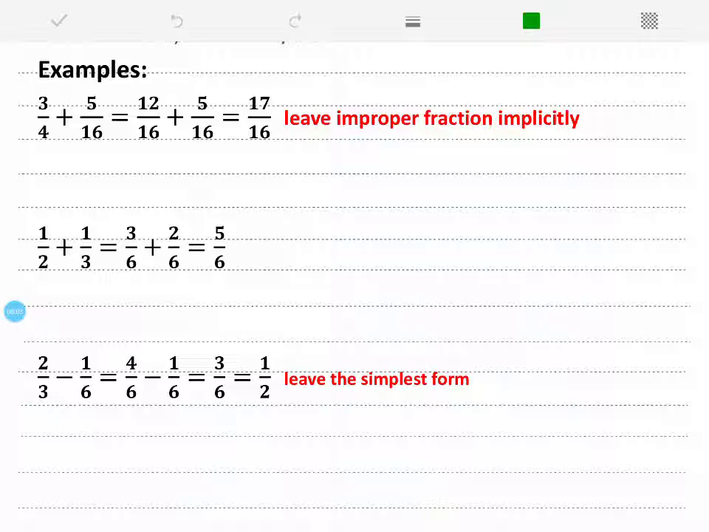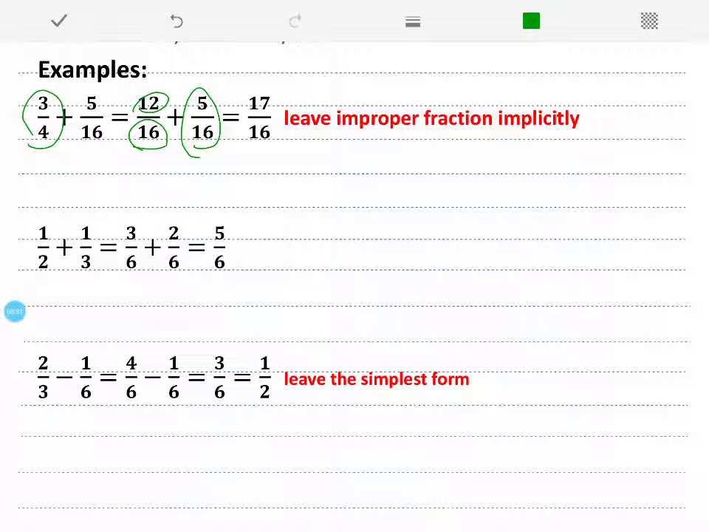So for the first fraction, 3/4, the equivalent fraction must have the denominator 16. The 4 becomes 16 by multiplying by 4. So 3 times 4 is 12. So 12 over 16 is the equivalent of 3/4. The second fraction, 5 over 16, stays unchanged because it already has 16 in the denominator.